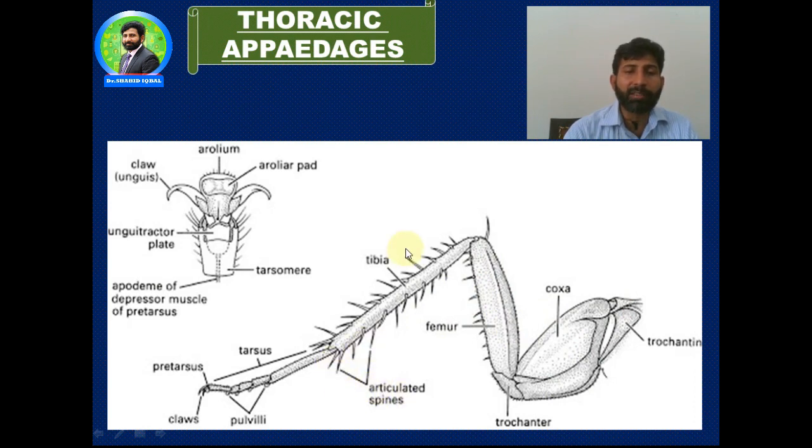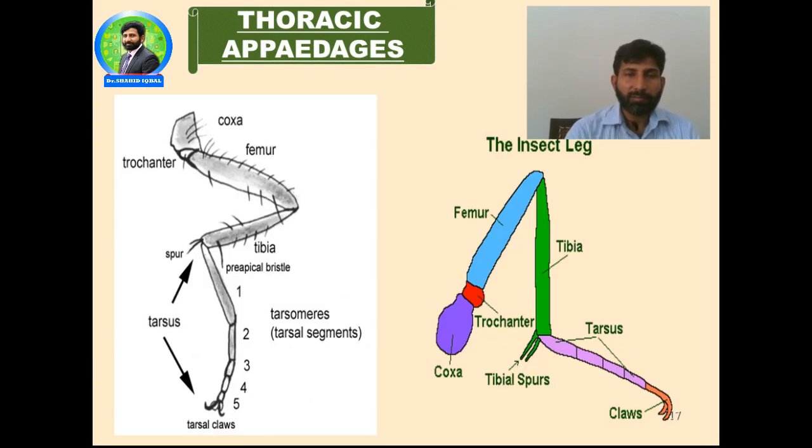The distal part of the tibia is called the tarsus. This is the tarsus. The tarsus terminates in the peritarsus, and the peritarsus contains the claws, and the tarsus also contains the pad-like structure called the pulvillus or pulvilli. This is the typical structure of the insect leg. It is also represented here in a very clear way.